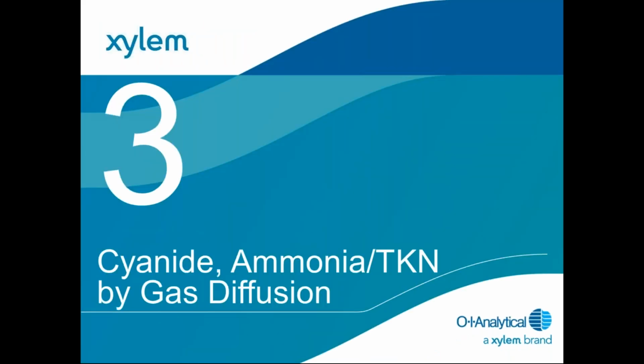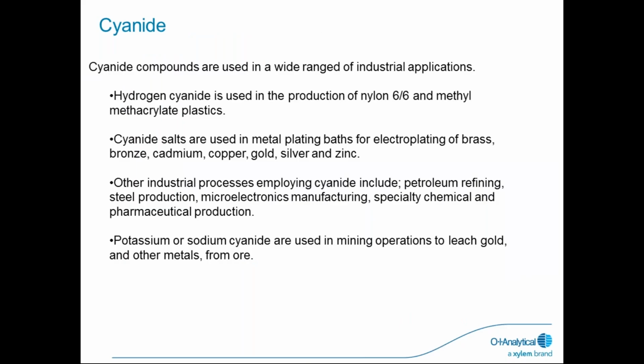All right, we'll cover a little bit with the cyanide, ammonia, TKN by gas diffusion. Cyanide compounds are used in a wide range of industrial applications. Hydrogen cyanide is used for production of nylon and methyl methacrylate plastics. Cyanide salts are used in metal plating baths for electroplating of brass, bronze, cadmium, copper, gold, silver, and zinc. There's other industrial processes employing cyanide, including petroleum refinery, steel production, microelectronics manufacturing, specialty chemical, and pharmaceutical production. Potassium or sodium cyanide are used in mining operations to leach gold and other metals from ore.